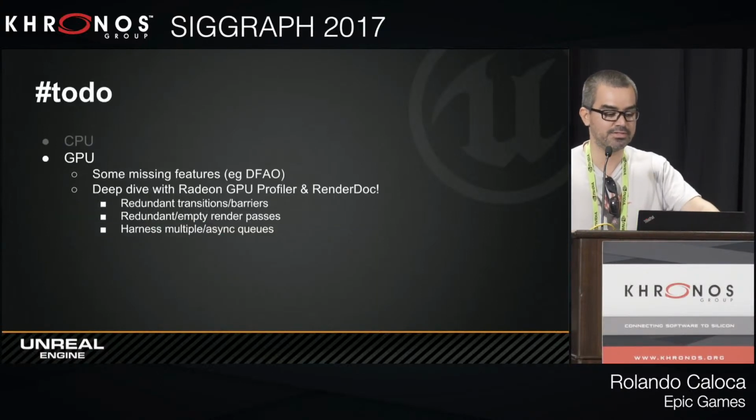So on the GPU side, we're still missing some features, like we don't have distance field AO or distance field shadows yet. These are known problems that we just have to fix, we just ran out of time before coming to SIGGRAPH. And what we want to do also is a deep dive with Radeon GPU Profiler and RenderDoc, basically finding all the redundant transitions and barriers, finding redundant and empty render passes, and using more the async queues and the multiple queues in general.